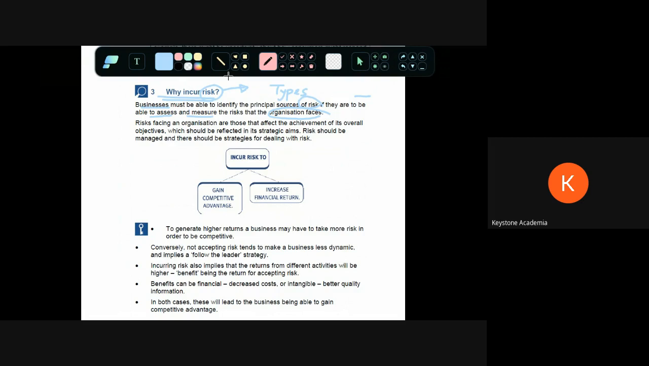So risks facing an organization are those that affect the achievement of its overall objectives, which should be reflected in the strategic aims. Risk should be managed properly, and there should be strategies aligned with it in order to mitigate that risk. Okay, so why do we incur risk? To gain the competitive advantage and increase our financial return.